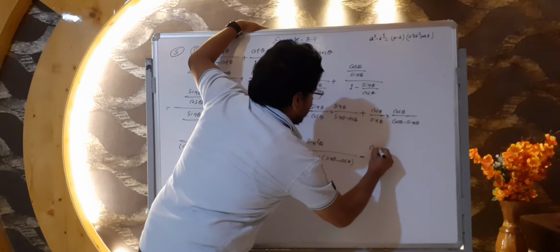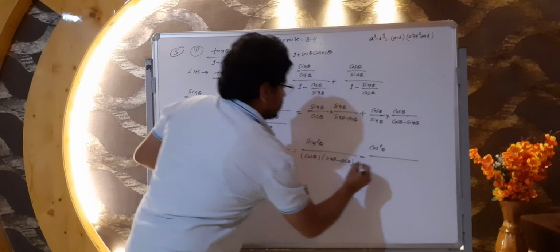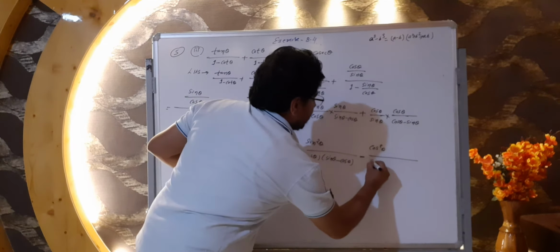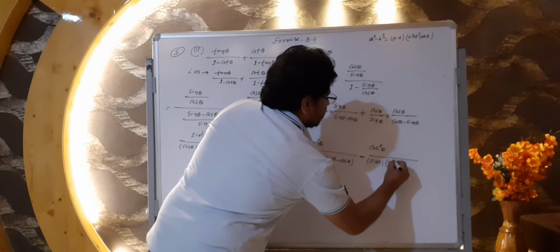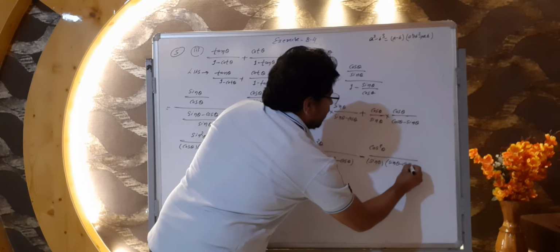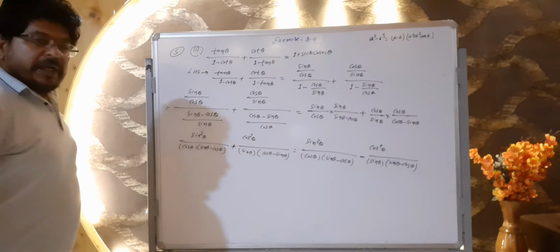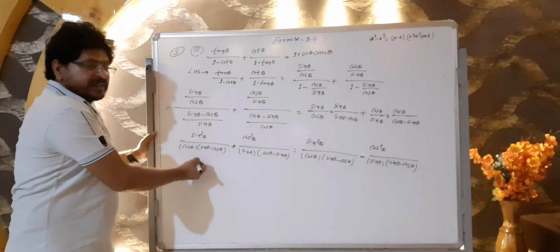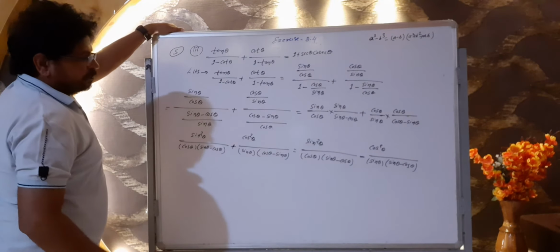In that case, what will happen here? Cos square theta upon sin theta, same to same. And here also the same, sin theta minus cos theta. Okay, clear? Now downside, one more step I can write. Yes, see then what will happen?